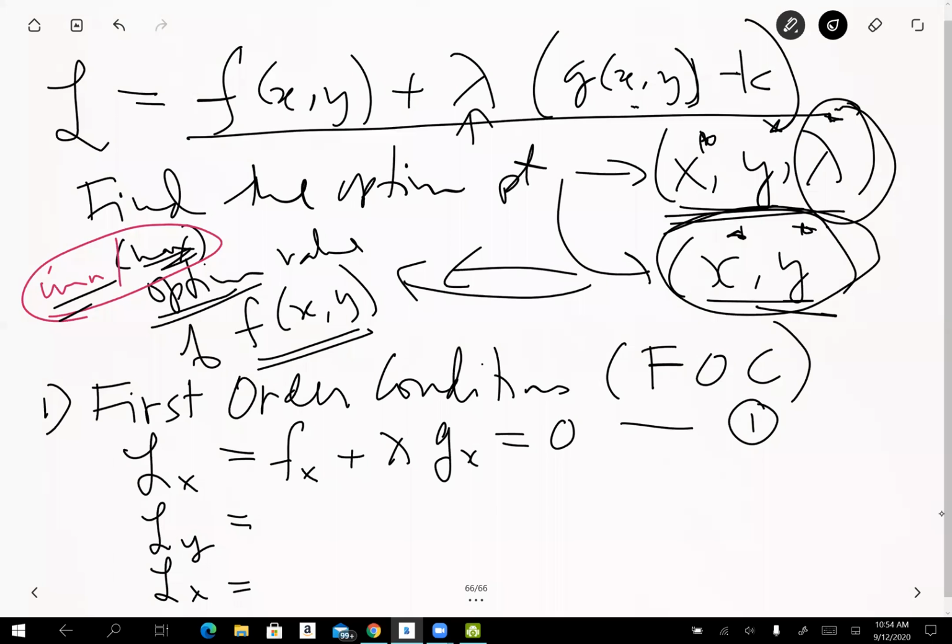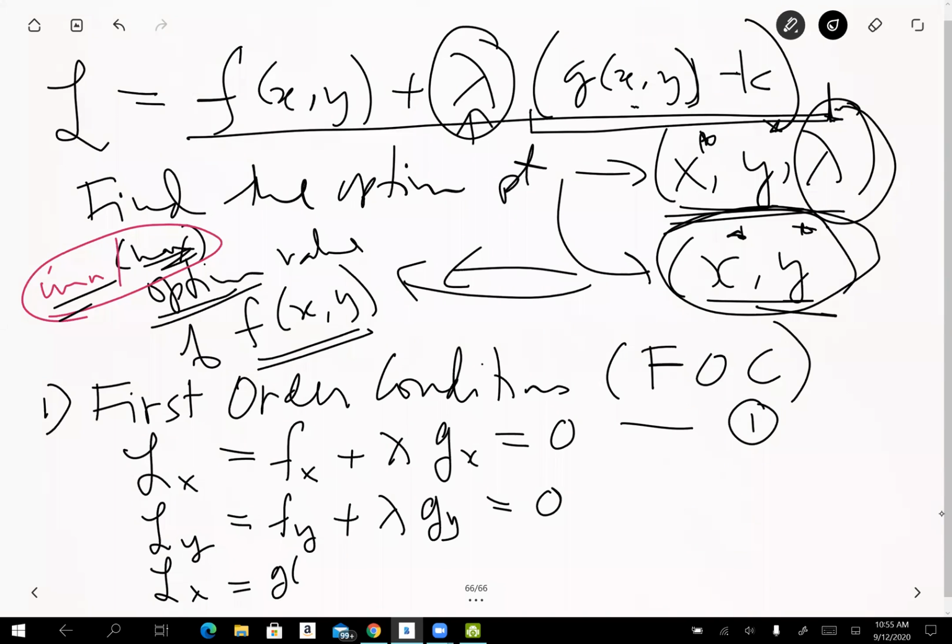Now take the derivative with respect to y. Again, you have f of x, y, so that will be what? Fy, plus you have g, which is a function of x and y, so you multiply that by lambda, gy, equal to 0. Call it number 2. Thirdly, you take the derivative with respect to lambda. Now you take the derivative with respect to lambda, what do we get? What is the coefficient of lambda? g of x, y minus k. It's the whole thing, the whole terms in the bracket. So you get g of x, y minus k equal to 0.